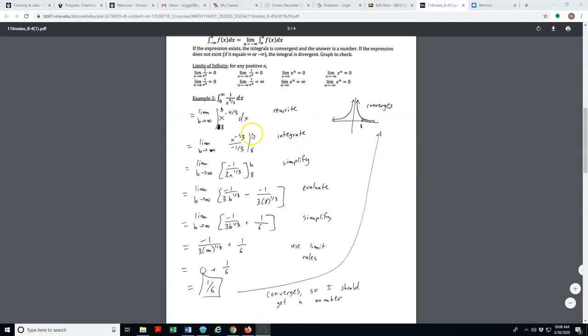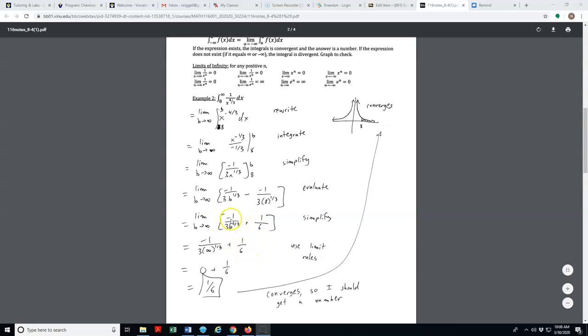Let's do another example with an x. So here, once again, that first step of just rewriting with the limit for good notation, and then I'm also going to rewrite that as x to the negative 4/3 power. So again, I'm going to integrate, I'm going to simplify, I'm going to evaluate my bounds as I would normally, and let's use our calculator to help us evaluate this second one with the actual number. I get 1 over 6.